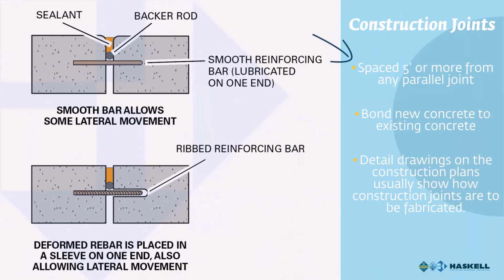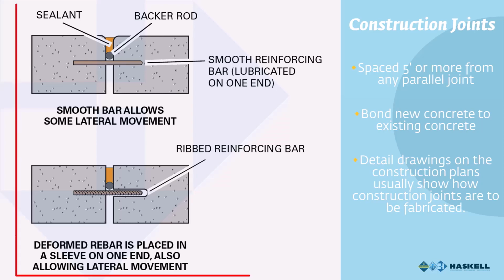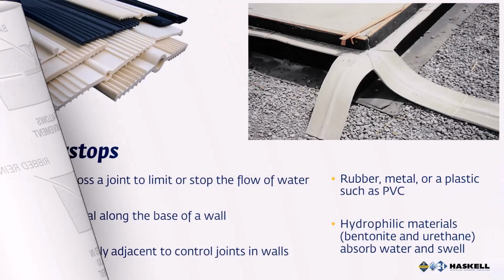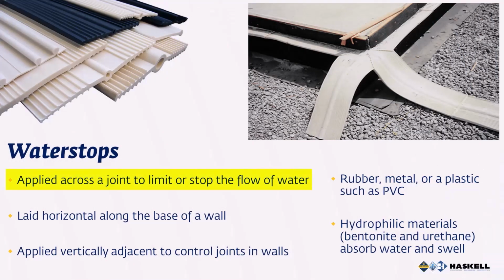They should be spaced 5 feet or more from any parallel joint. They bond new concrete to existing concrete. They help transfer loads and stresses between the placements. Detailed drawings on the construction plans will show you how construction joints are to be fabricated. The figure on this slide shows 2 different methods of using dowels between placements to allow for lateral movement while limiting vertical movement. Water stops are applied across a joint to limit or stop the flow of water.